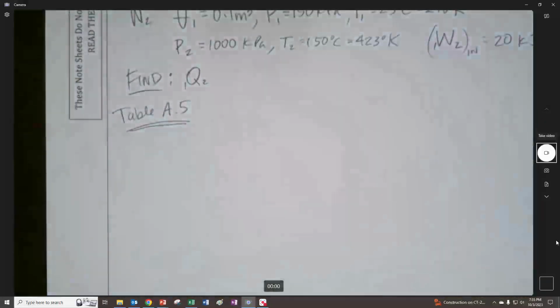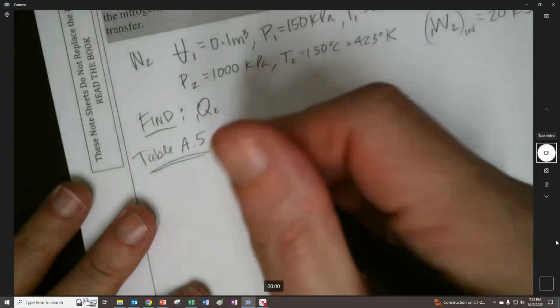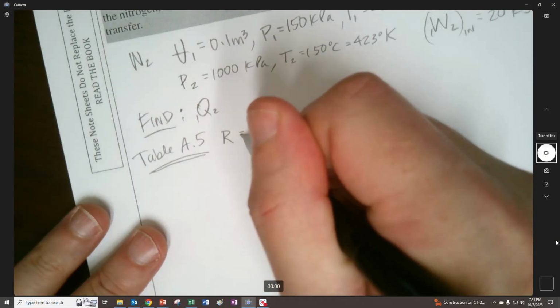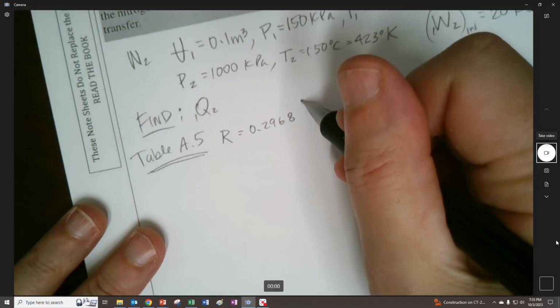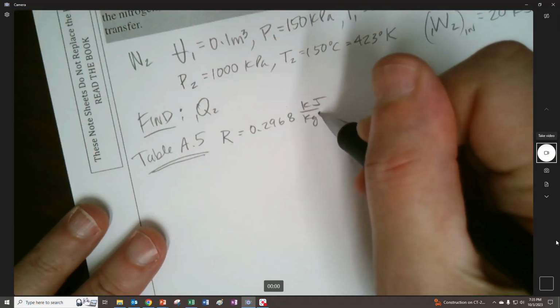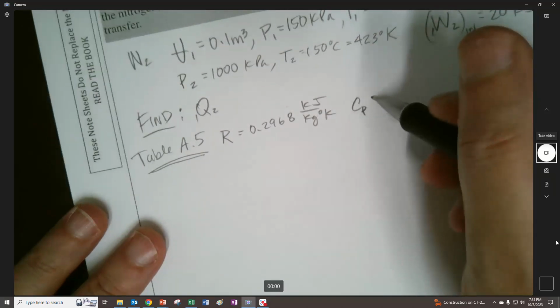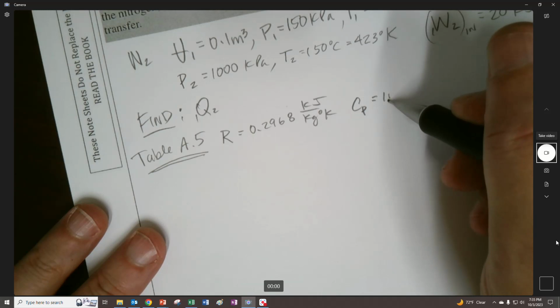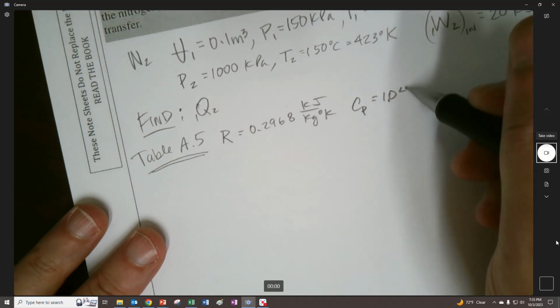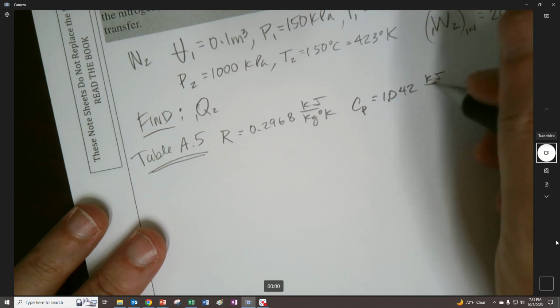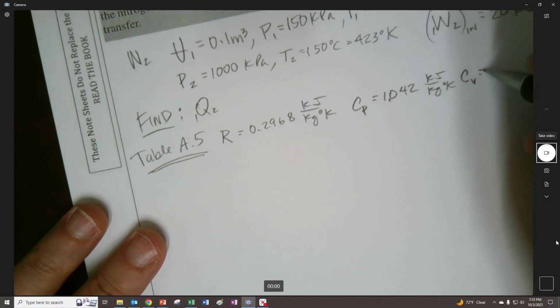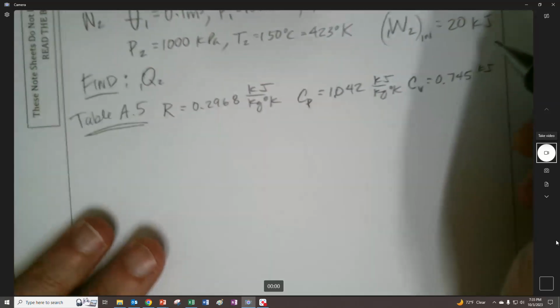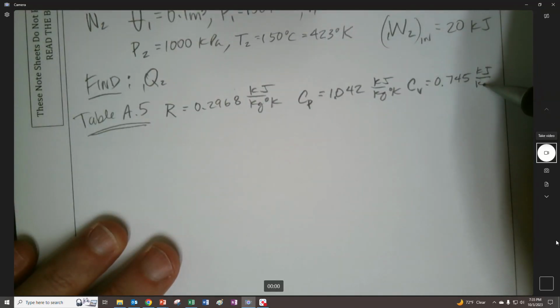So here we go. R is equal to 0.2968 kilojoules per kilogram Kelvin. CP is 1.042 kilojoules per kilogram Kelvin. And CV, specific heat at constant volume, is 0.745 kilojoules per kilogram Kelvin.